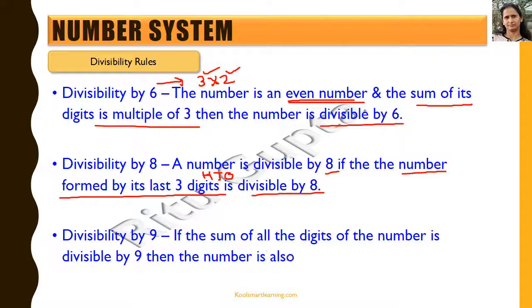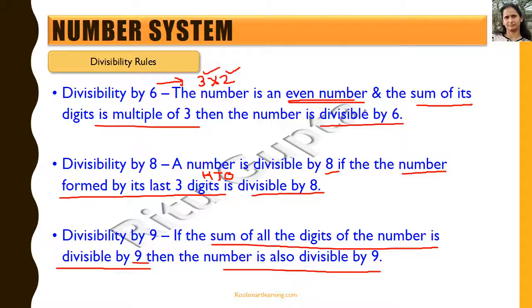Divisibility rule for 9 is similar to the one for 3. If the sum of all its digits is divisible by 9, then the number is divisible by 9. So for 3 we know that if the sum of all the digits is divisible by 3, then the number is divisible by 3, and the same is for 9. The sum of its digits has to be a multiple of 9.